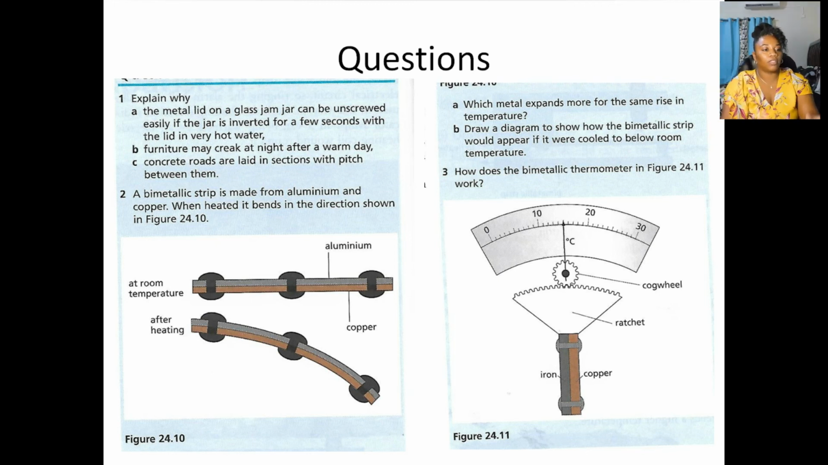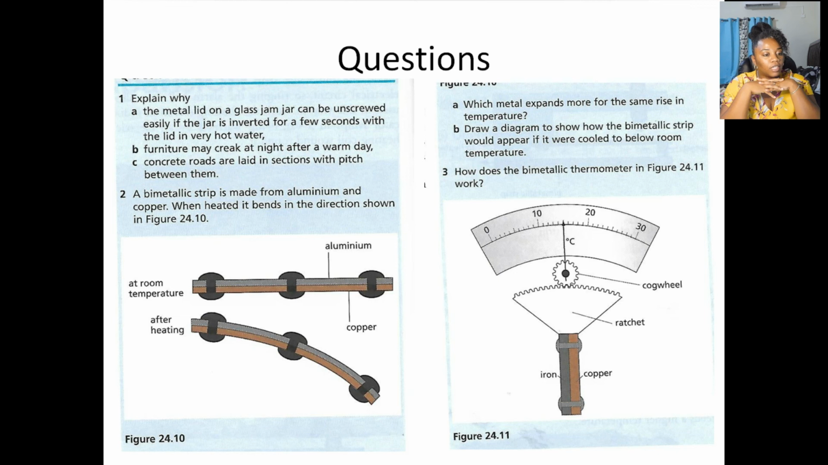Alright, so back to the questions. Let's do this question here. Explain why the metal lid on a glass jam jar can be unscrewed easily if the jar is inverted for a few seconds with the lid in very hot water. Well, you guessed it. Because the lid is metal, it's able to expand, and therefore it's easier to remove from the jar.